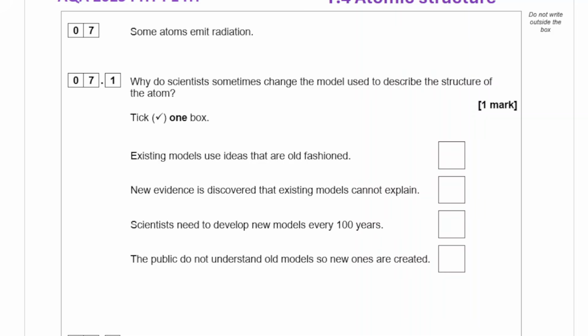It's not the first one, not because the ideas used were old-fashioned. New evidence is discovered that existing models cannot explain. That would be the right answer.